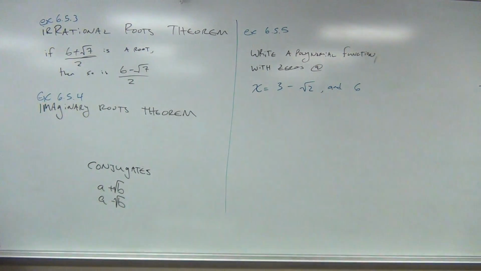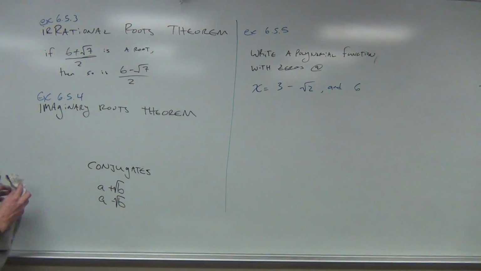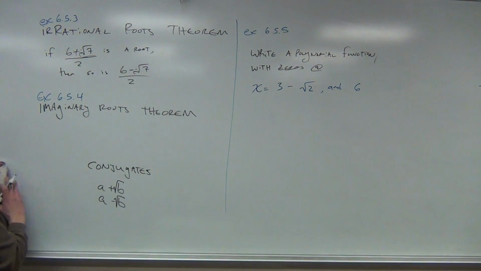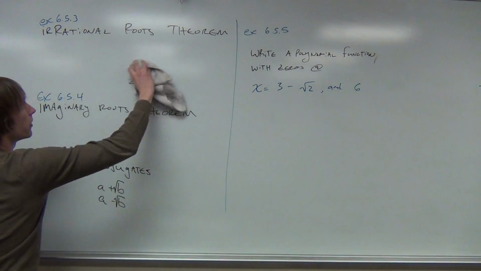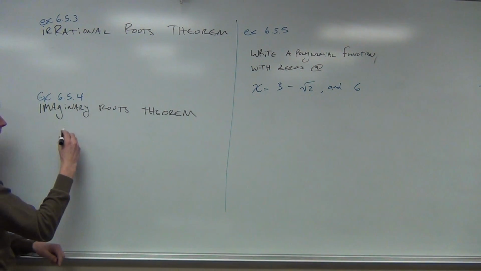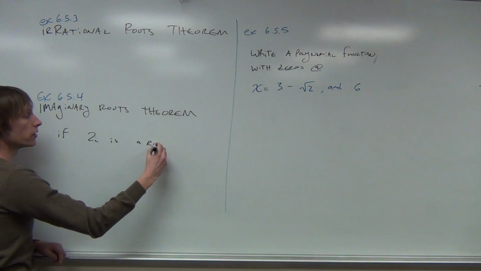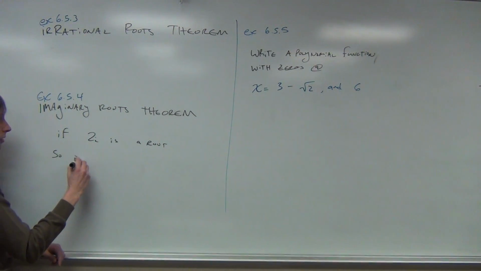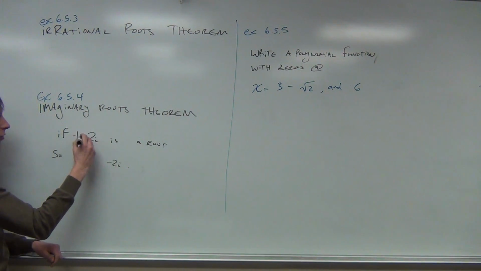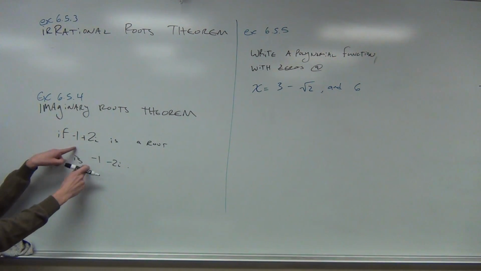Now, the same is going to be true for our imaginary roots, because we solved some quadratics such that we would end up with an imaginary component. If we have an imaginary component, then we know that the conjugate is also a root. So if 2i is a root, then so is the opposite of 2i. If I say negative 1 plus 2i is a root, then negative 1 minus 2i is also a root.